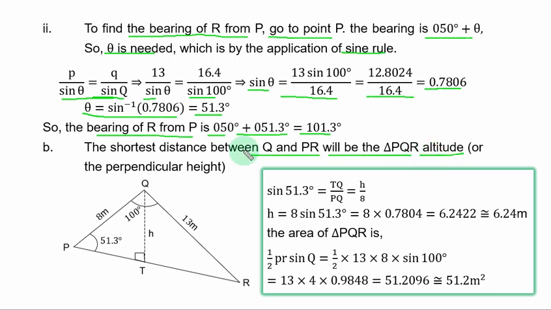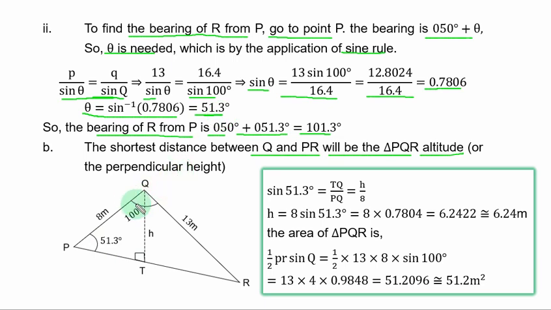B. The shortest distance between Q and PR will be the triangle PQR altitude, or the perpendicular height. So in the given diagram, you extract out triangle PQR. So from Q, you are moving to PR. You have to pass through this direction, which is the height of the triangle. From the previous diagram, this angle is P, which we obtained as this.